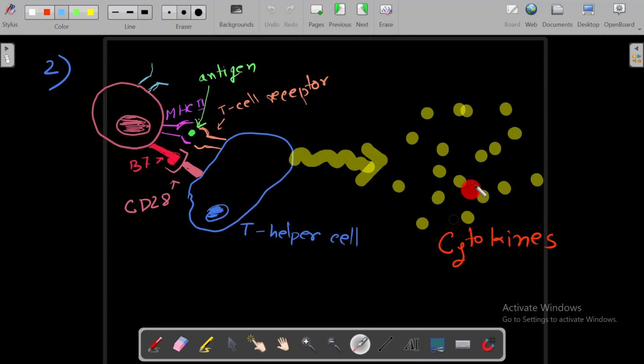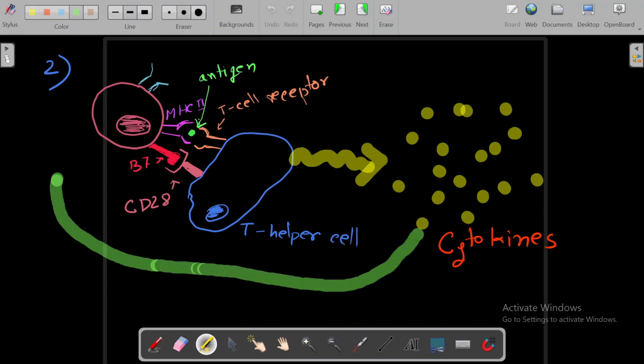So these things are cytokines mainly. After the binding with this MHC class 2 molecule antigen complex, the helper T cell gets activated. After this activation, helper T cell releases cytokines, and those cytokines then activate the B cell. So this is just like a cycle type thing.